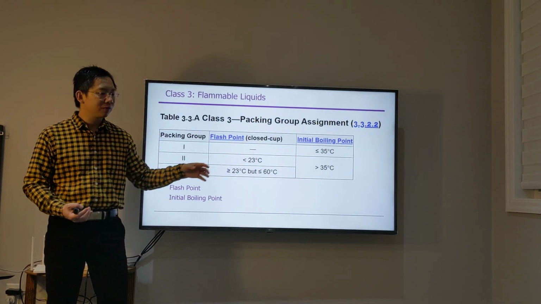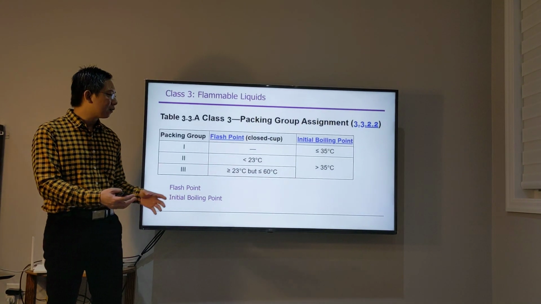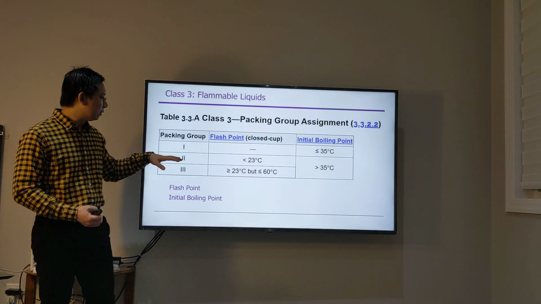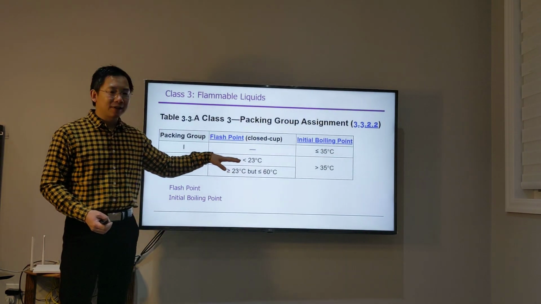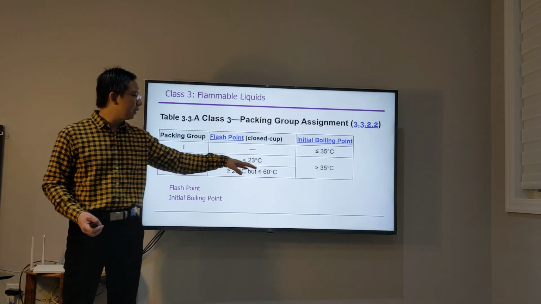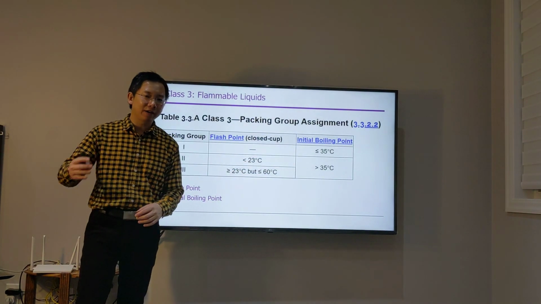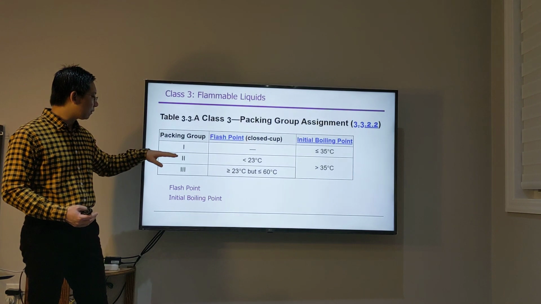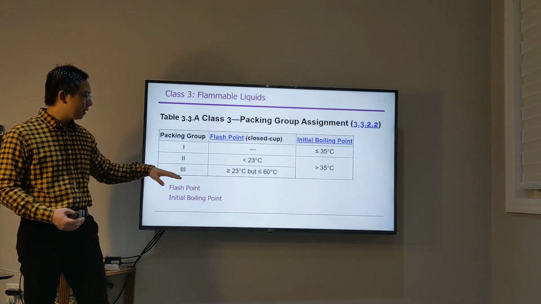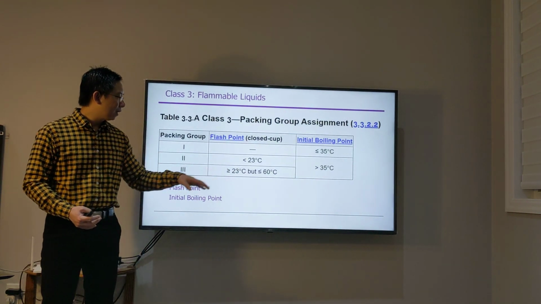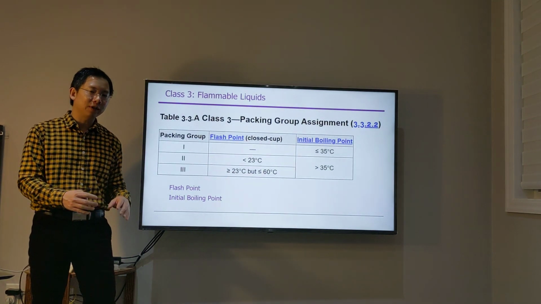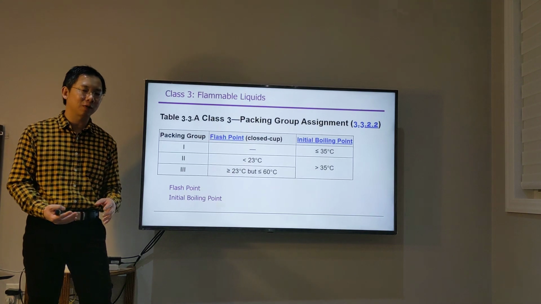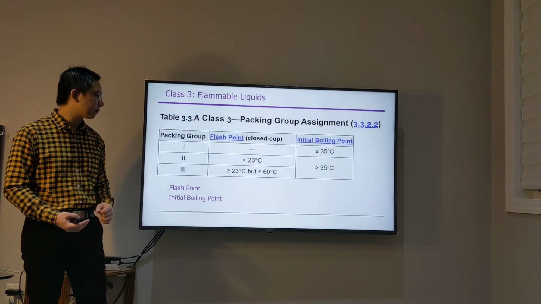The substance will turn from liquid to gas. And for packing group 2, the flash point is less than 23 degrees, and the initial boiling point is higher than 35 degrees. The difference between packing group 2 and packing group 3 is the flash point. If the flash point is lower than 23 degrees, it's packing group 2, and if it's higher than 23 but lower than 60 degrees, it's packing group 3.